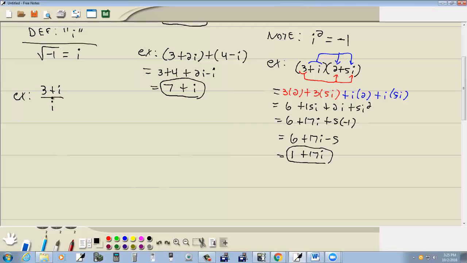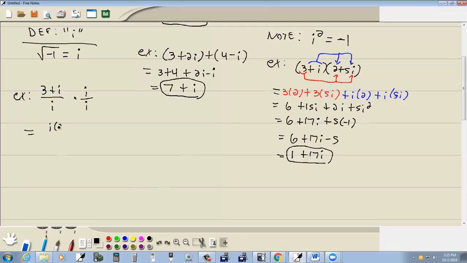Now let's take a look at division. It's not exactly division like you might think of it. It looks like division, but our main goal is to put this in the standard form, which means we can't have i's in the denominator. When you have a single imaginary part down in your denominator, how you handle it is you multiply top and bottom by i.